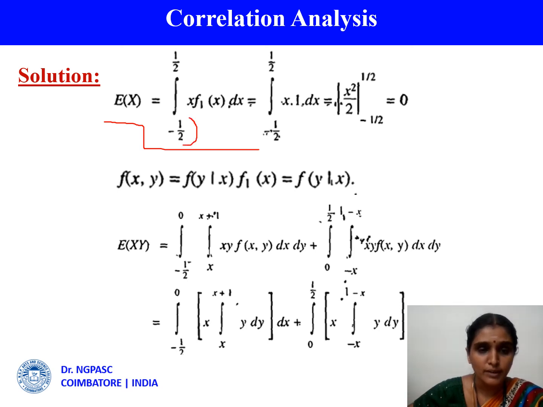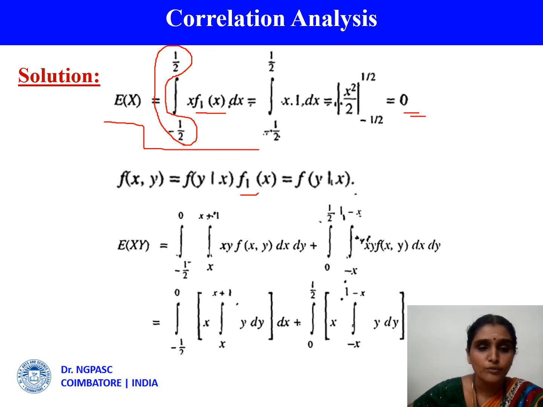Here this minus 1 by 2 plus 1 by 2 is the given limit in the question. So apply the same limit. After the simplification, since f1 of x is defined as 1 in the question, it is x into 1. Integration of x gives x squared by 2. Substitute the lower limit and upper limit. You will get the answer 0.